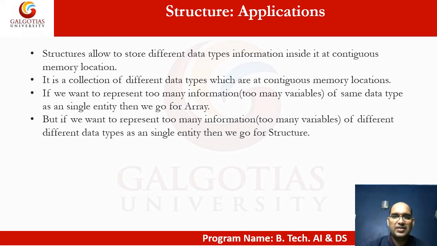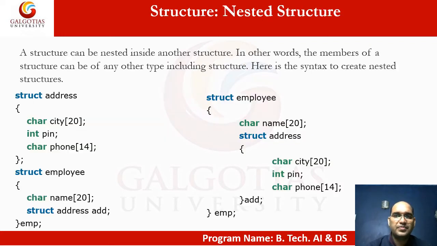If you want to represent many variables of the same data type as a single entry, then we go for an array. But if you want to represent many variables of different data types, then we have to go for the structure. So this is the application of the structure, right?